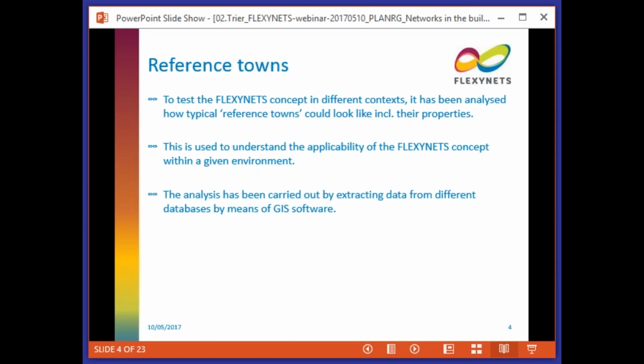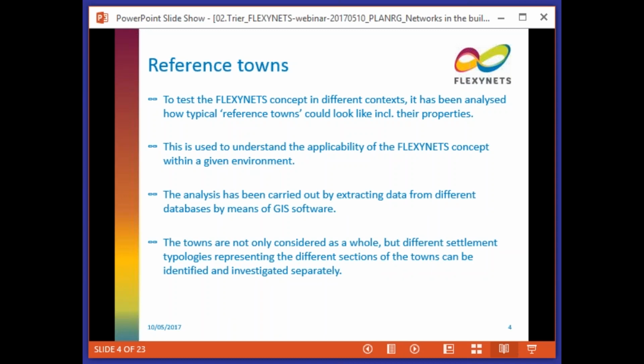And this first part of the analysis has been carried out by extracting data from different databases and by means of GIS-based software, which I will explain about in a minute. As mentioned, we're not only looking at average values for an entire town, but since one of the ideas behind FLEXYNETS is that it should be easily scalable, we are also looking at a small part of the town, and then we can always expand from that.